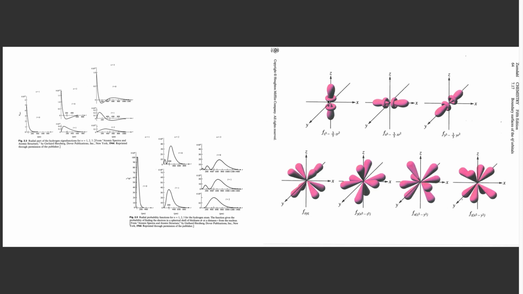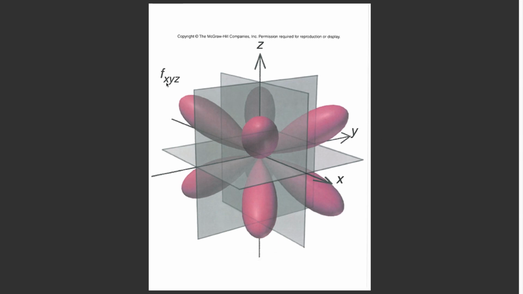And then you've got these weird ones with the double torus that have nodal cones, 2 nodal cones and 1 nodal plane. So for this one, the xy plane is still a node, but then you've got a nodal cone here and a nodal cone there. You don't really need to know what the f orbitals look like. Here's the f xyz actually showing the planes. The xy plane, the xz plane, and the yz plane are all nodal planes, and you've got your 8 lobes in there.